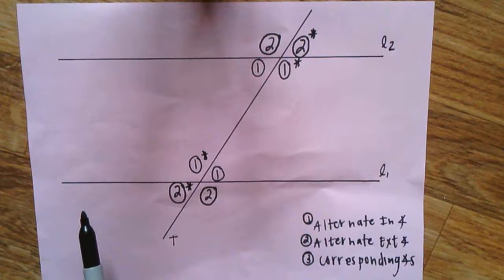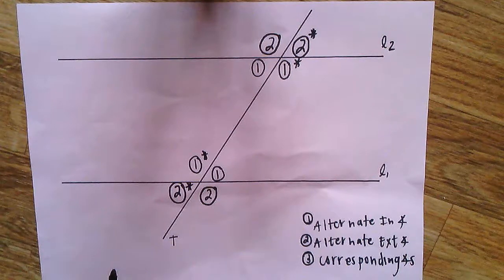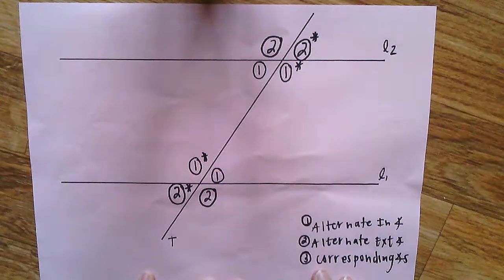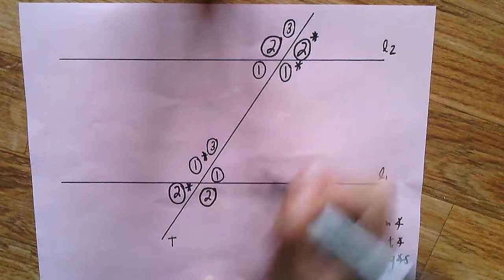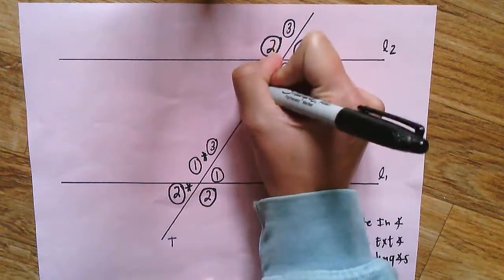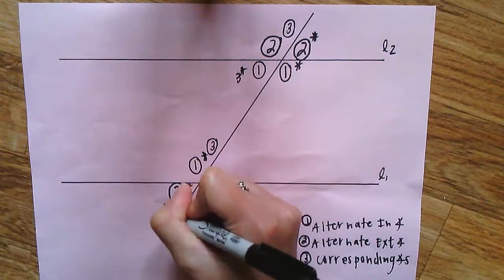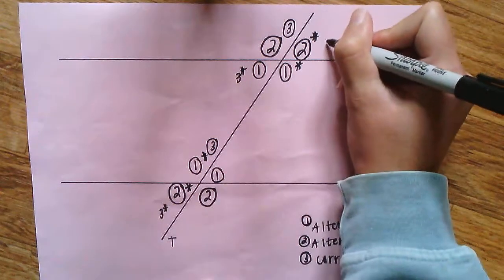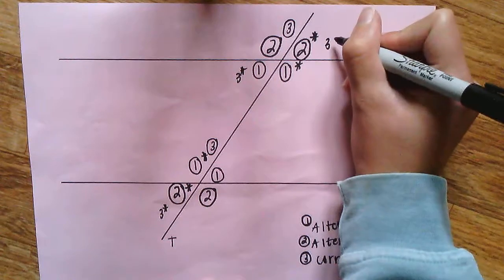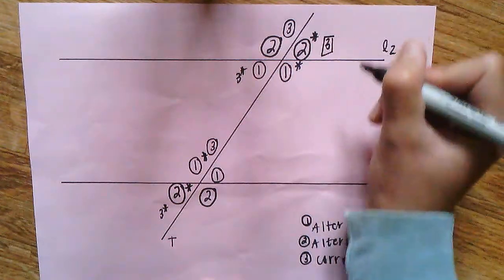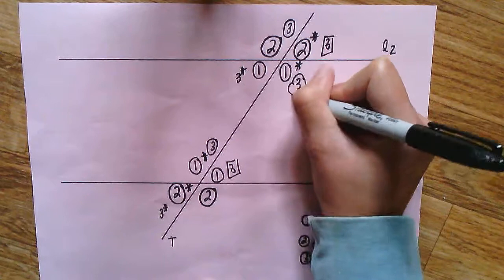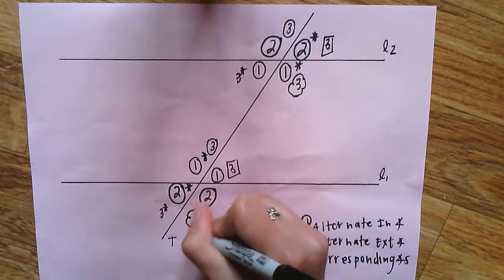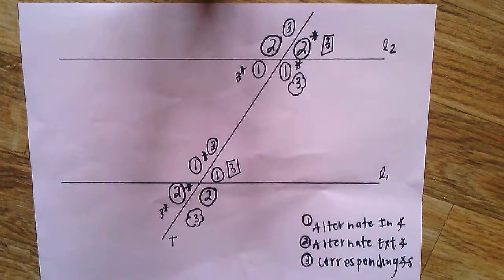Then corresponding angles are angles that are in the same position. So my corresponding angles, I have a corresponding angle here, angle 3, it's corresponding to this angle. And then I have the 3 star, which corresponds with this 3 star. And then I have this, I'm going to call it 3 box, which corresponds with this 3 box. And then last but not least, this 3 in a bubble, which corresponds to this 3 in a bubble. So we have all of those different pairs labeled.